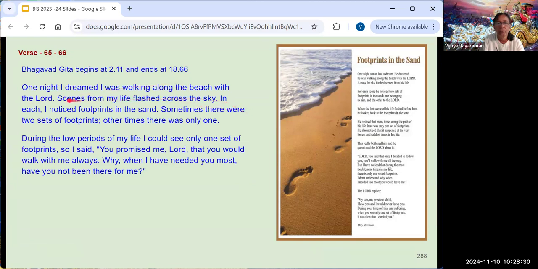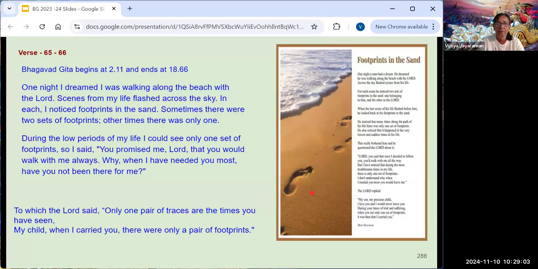One night I dreamt I was walking along the beach with the Lord. Scenes from my life flashed across the sky. In each one I noticed footprints. Sometimes there were two footprints, sometimes there was only one. During the low periods of my life, I could see only one set of prints. So I asked God, you promised me, Lord, that you would walk with me always. Why, when I have needed you most, have you not been there for me? That is the question. The Lord replies, only one pair of footprints are the times you have seen, my child, when I carried you. I experienced this in my life, so I thought this is interesting. That's when I carried you.